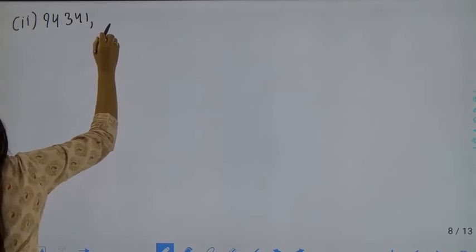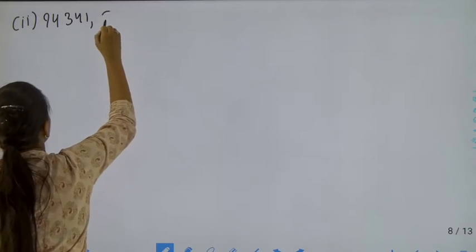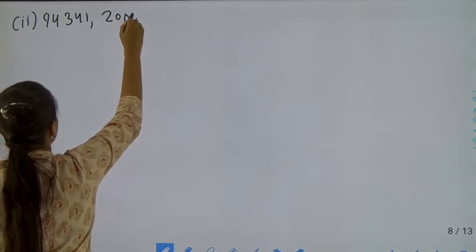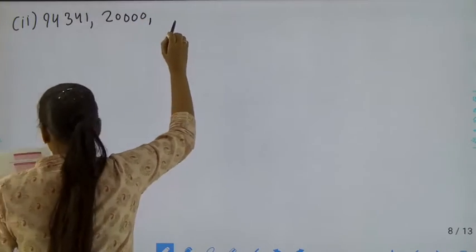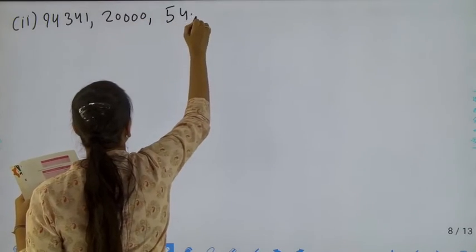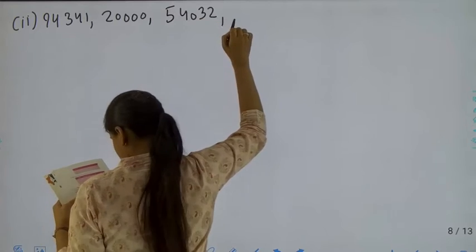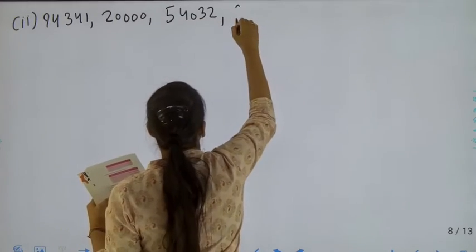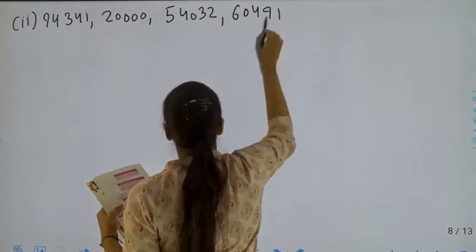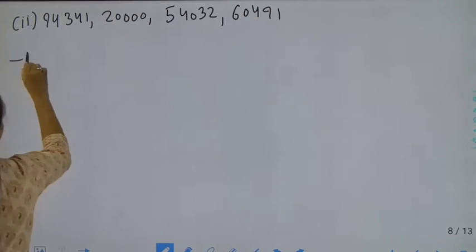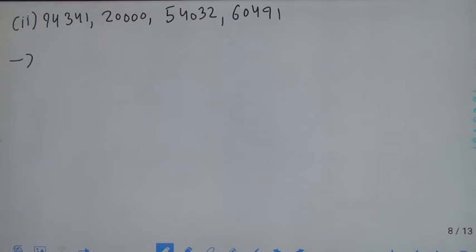94,341, 20,000, 54,032 and 60,491. Now we have to tell which one is the greatest.